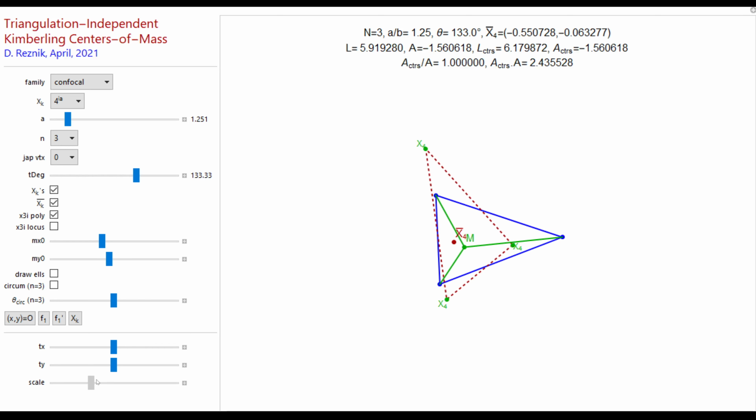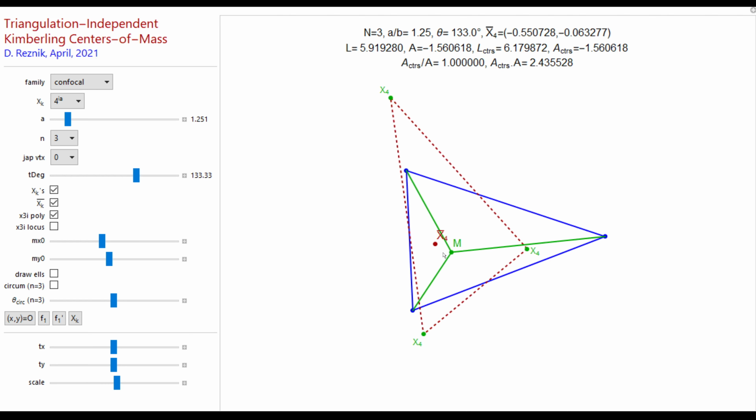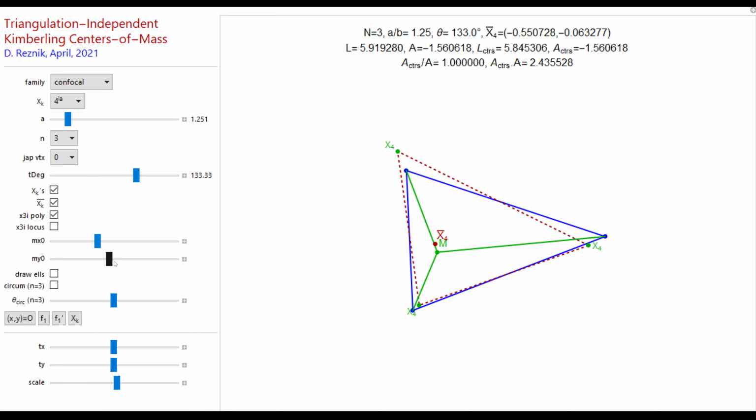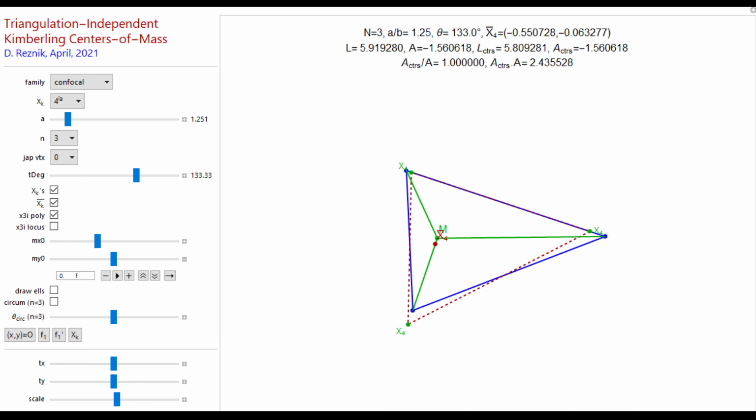Let's scale this up a bit, like so. And I want M to go near X4 of the original blue triangle. So I'm just going to move M around like that, and slide it up a little bit. Perhaps I did it too much. Let's go ahead to 0.05. Yeah, so you can see here that as M approaches the orthocenter, something very neat happens. So let's make it be exactly on top. So now M is exactly on top of the orthocenter.